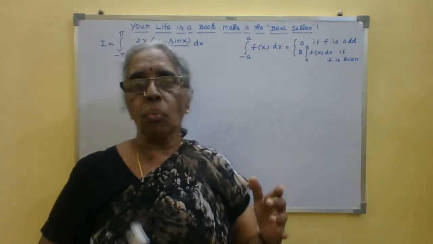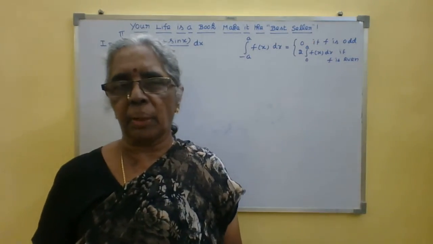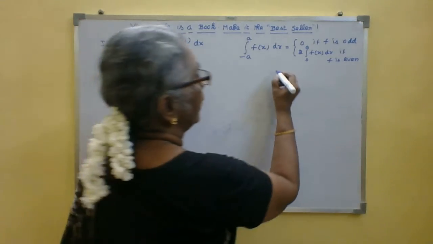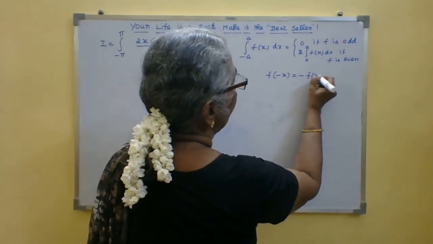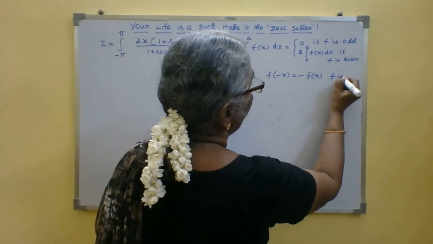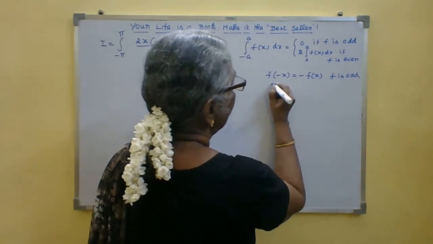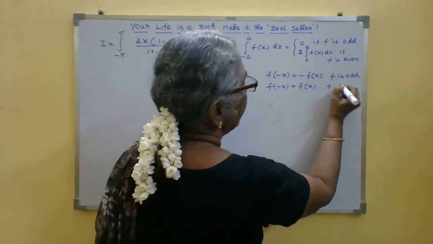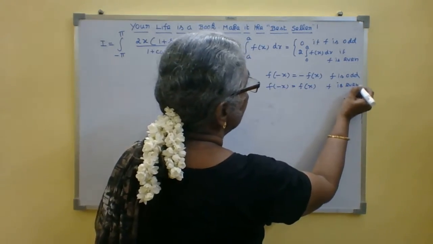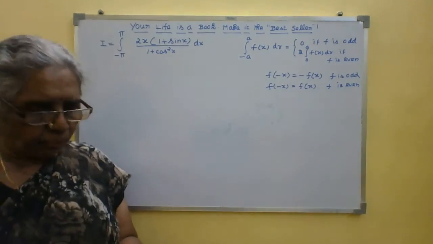Okay, so you should know what is an odd function and what is an even function. When f of minus x is equal to minus of f of x, you say f is odd. When f of minus x is equal to f of x, f is even. Okay, so you should be familiar with these things now.